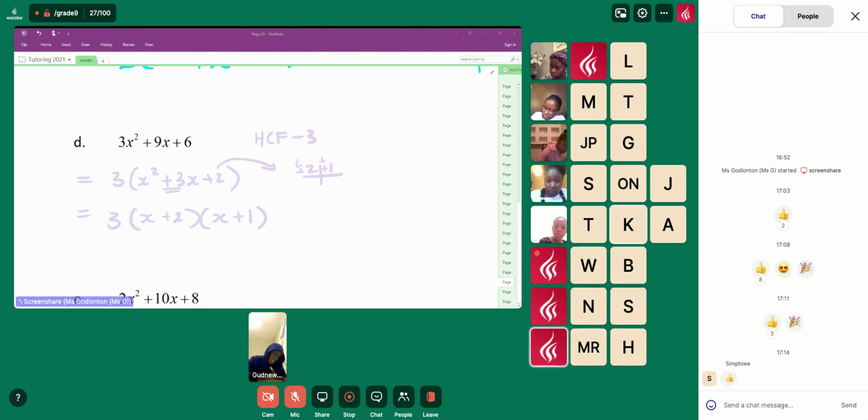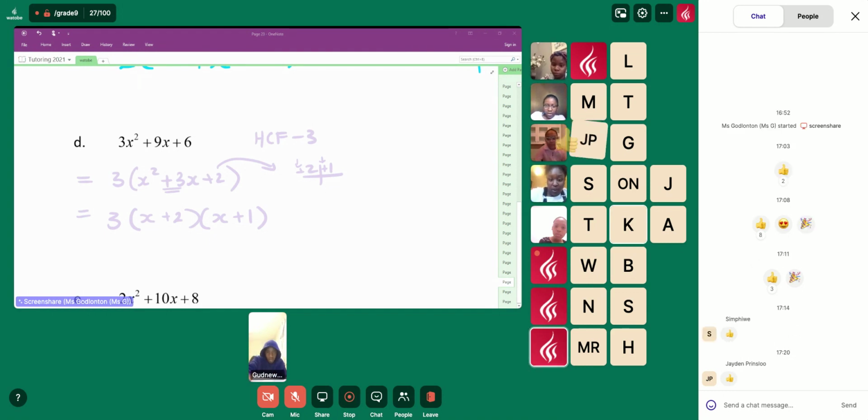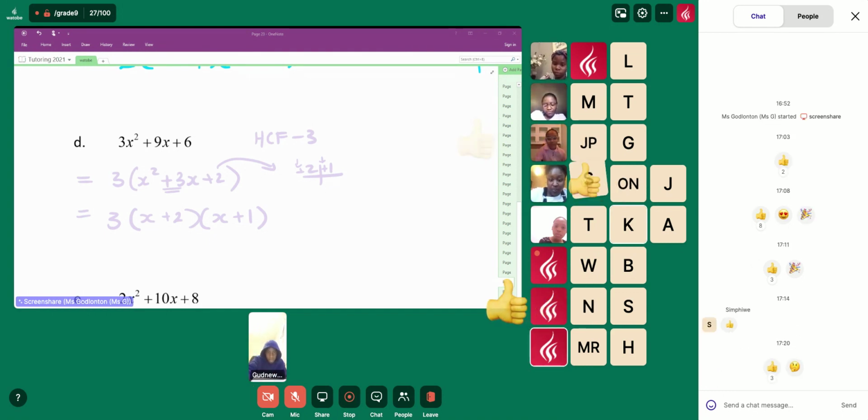Can I see with some emojis how we're feeling with these so far? Thumbs up, thumbs down, confused face. Good. Okay. That's okay. Oh, Jaden, I'm so happy there's a thumbs up when I know you don't like trinomials. That's excellent. Even a party hat. Great.